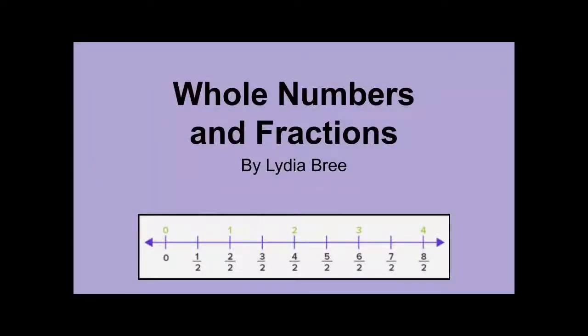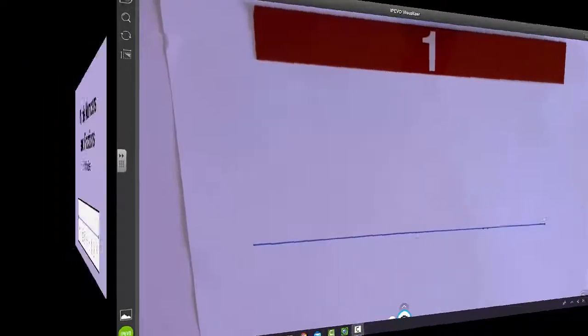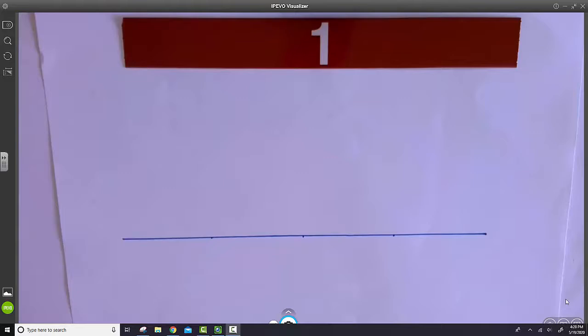Today's lesson is about whole numbers and fractions. We'll study the relationship between fractions, whole numbers, mixed numbers, and improper fractions. For our first example, let's look at a scenario that's pretty easy for all of us to understand.